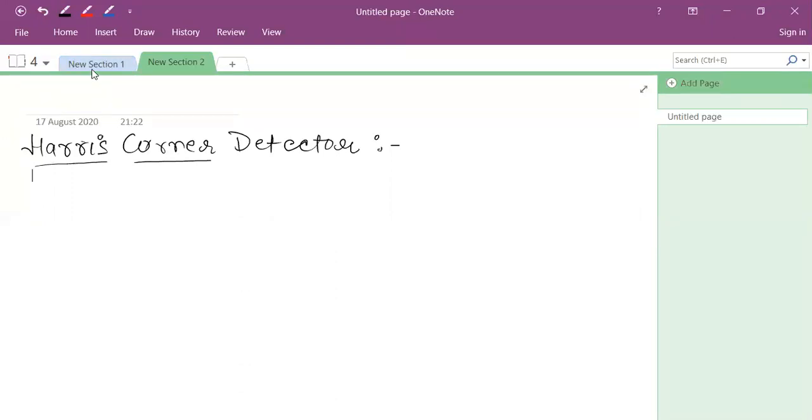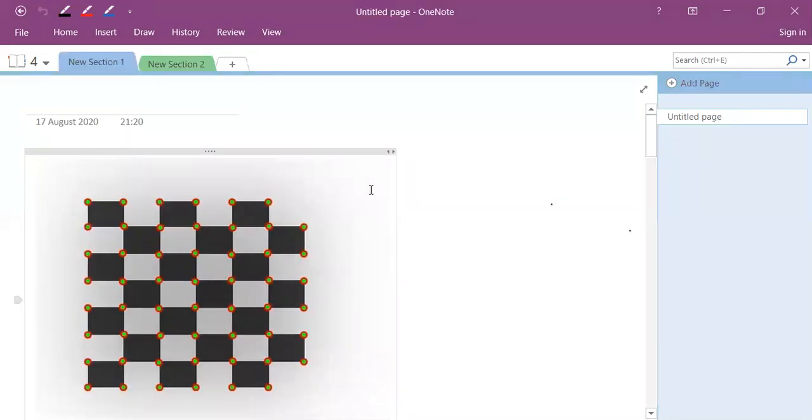Inside this image, you can see these are the corners indicated by the green bubbles. These are the corners, and the basic focus of this algorithm is to identify these corners.